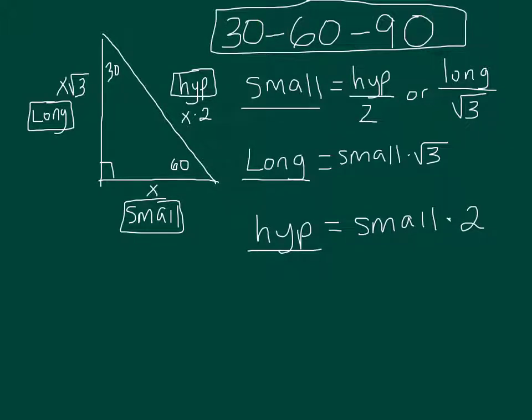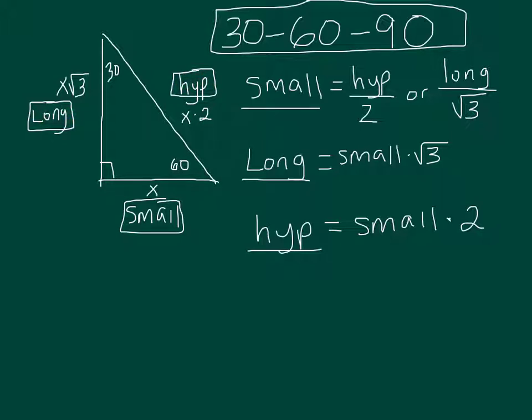So as you can see over here we have a 30, 60, 90 triangle, which means 30 degrees, 60 degrees, and 90 degrees. Remember that a triangle can be flipped around any which way, but this is how we have it set up for this one. The first thing that you want to do when you're solving a 30, 60, 90 triangle, especially when you're beginning, is to identify the small leg, the long leg, and the hypotenuse.